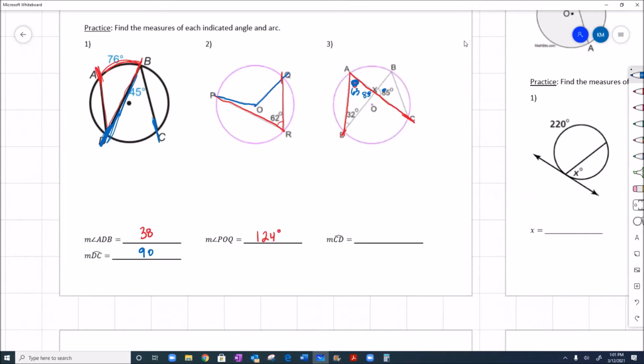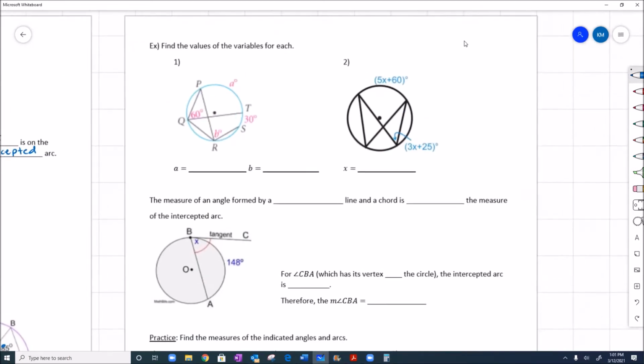Since we know that this is 63 degrees, and it is an inscribed angle that intercepts arc DC, or arc CD, we can say 63 times 2, which gives us 126 degrees. On the back side here it says find the values of the variables for each. Okay, using that same kind of information here.